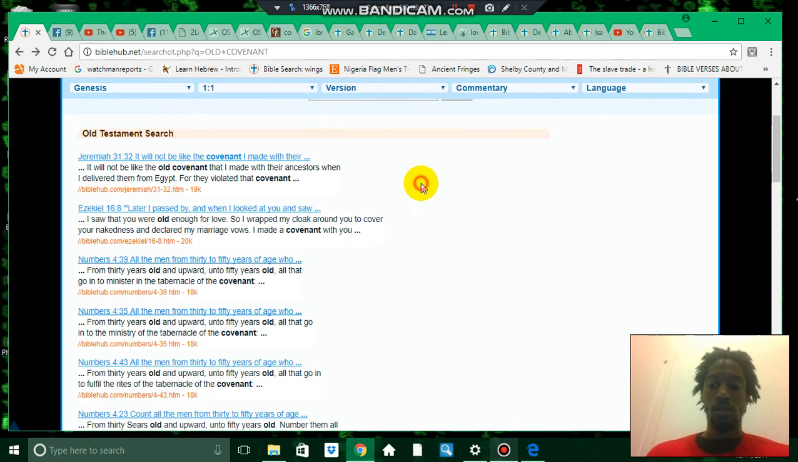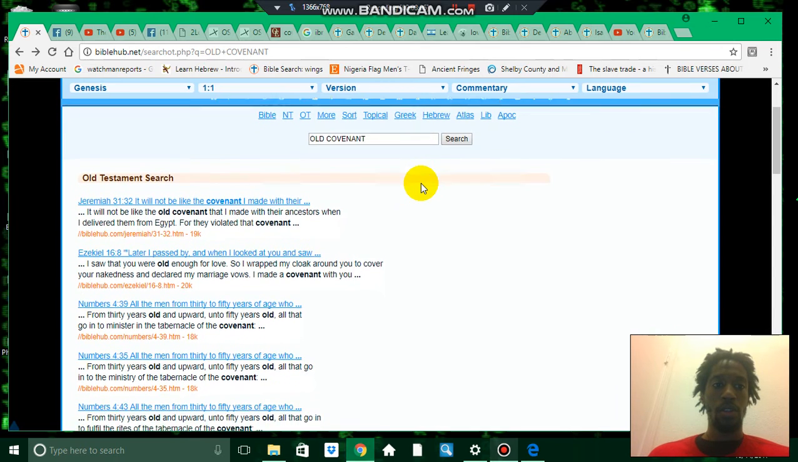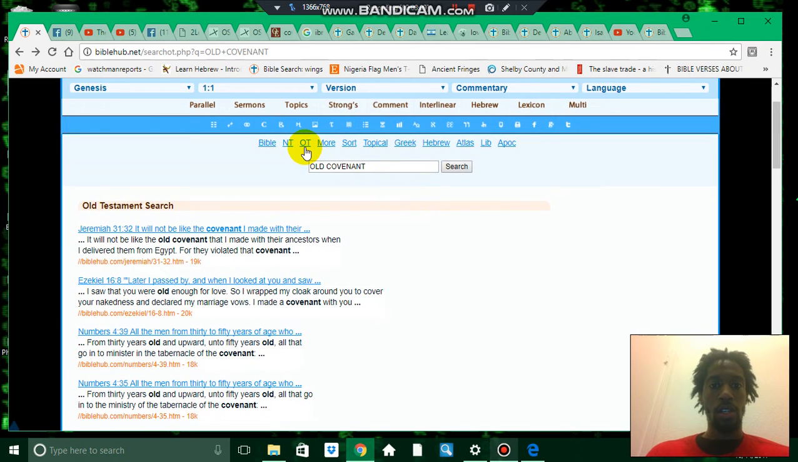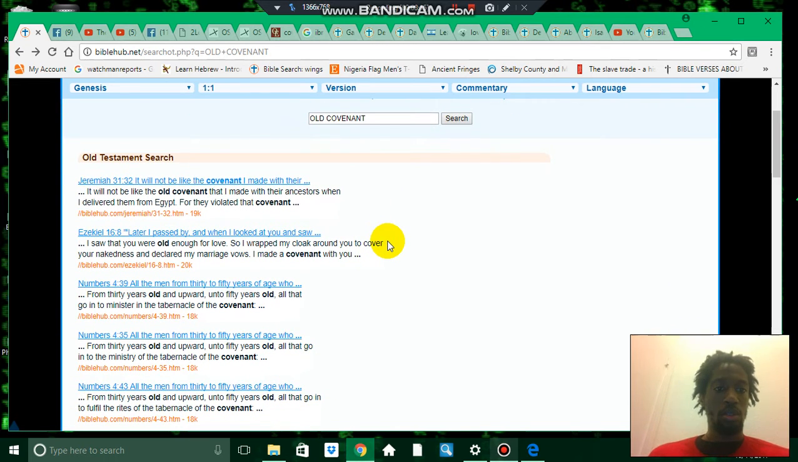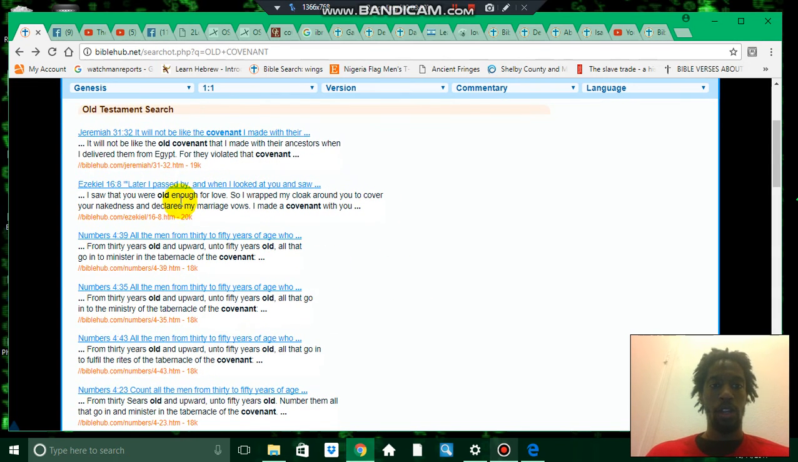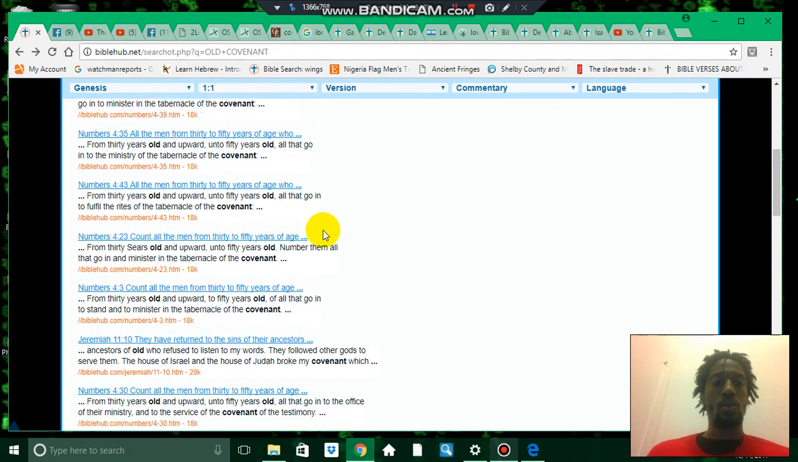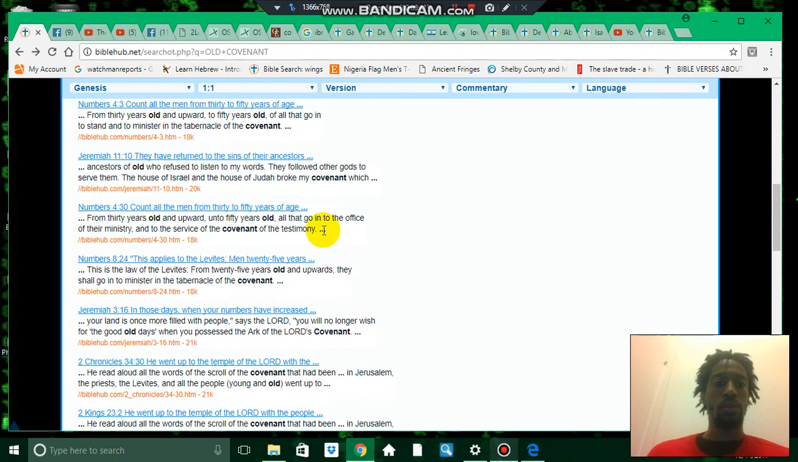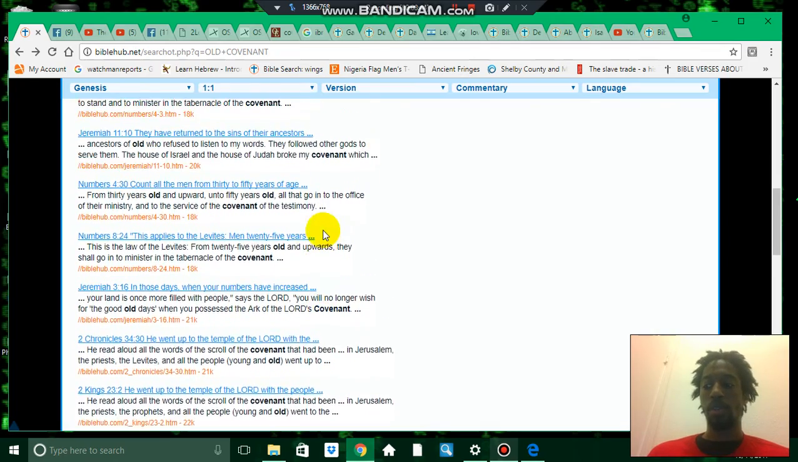All you got to do is type in Old Covenant and click this icon right here, OT, and you see Old Covenant. Now there are other places in the Old Testament where you will find the words old and covenant in the same sentence, but you won't find them next to each other. You'll find the covenant, but not Old Covenant next to each other. You got to pay attention to the English matrix. You got to be aware.